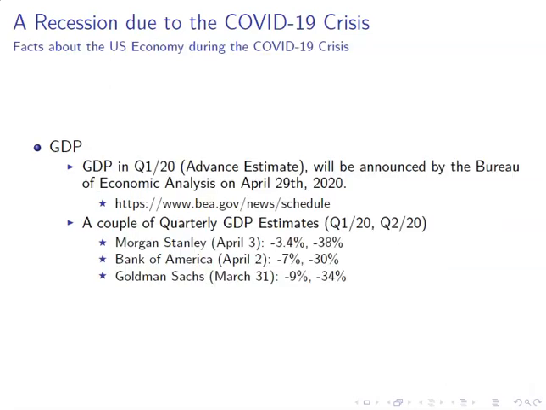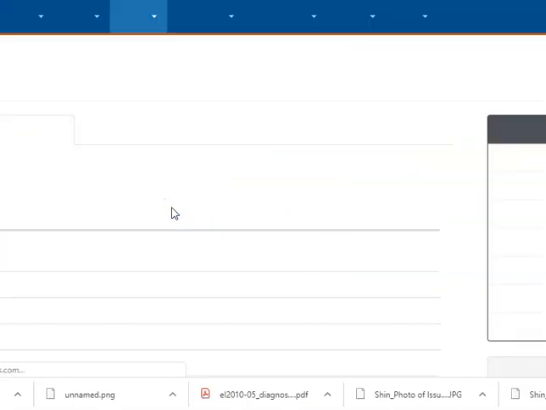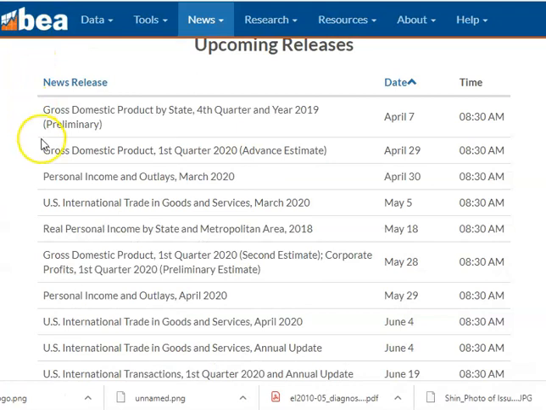Alright, so let me give you some facts about the US economy during the COVID-19 crisis. Let's look at GDP first. The estimated GDP in the first quarter of 2020 will be announced by the Bureau of Economic Analysis on April 29, 2020. Let me hit this hyperlink to show you the website of the Bureau of Economic Analysis. Alright, as you can see, the estimated value of gross domestic product in the first quarter of 2020 will be announced on this date.